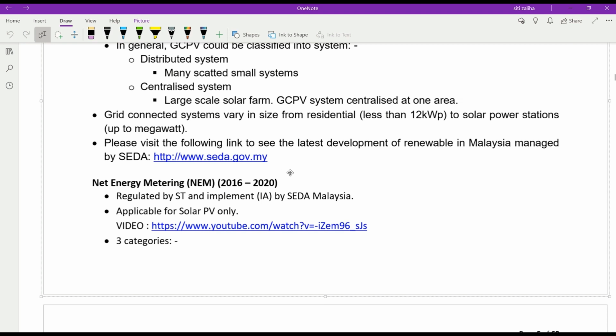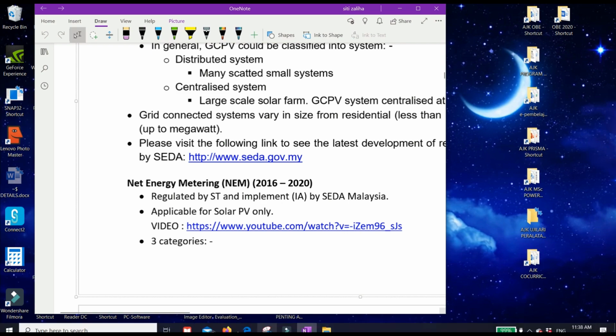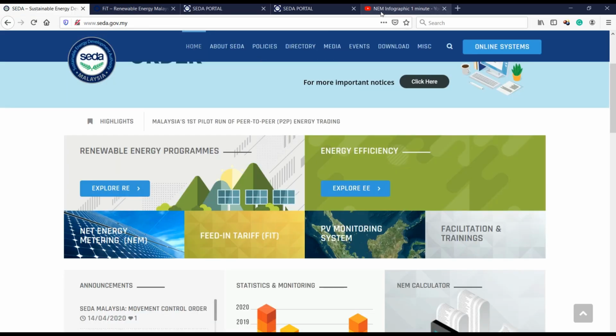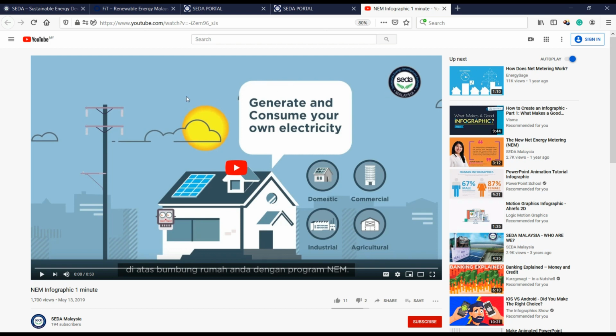So NEM is still available this year until 2020. This NEM, Net Energy Metering, is regulated by ST, Suruhanjaya Tenaga, or Energy Commission, and the implementing agency is SEDA Malaysia. This NEM is only applicable for the solar system. To know about this NEM, you can visit the SEDA website, or you can go to YouTube. There is an infographic about what is NEM: NEM infographic in 1 minute.